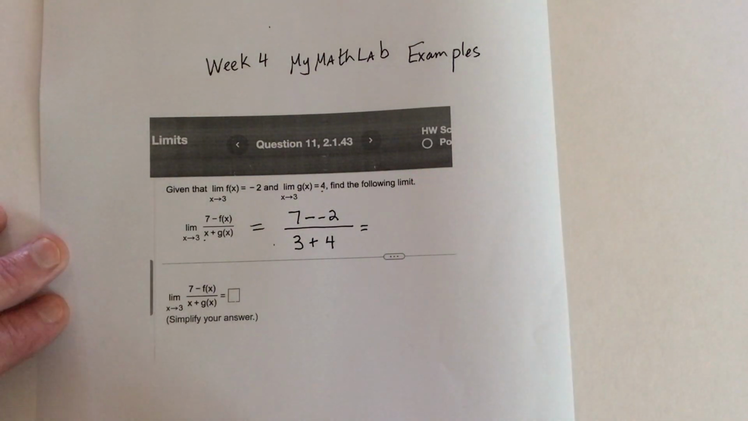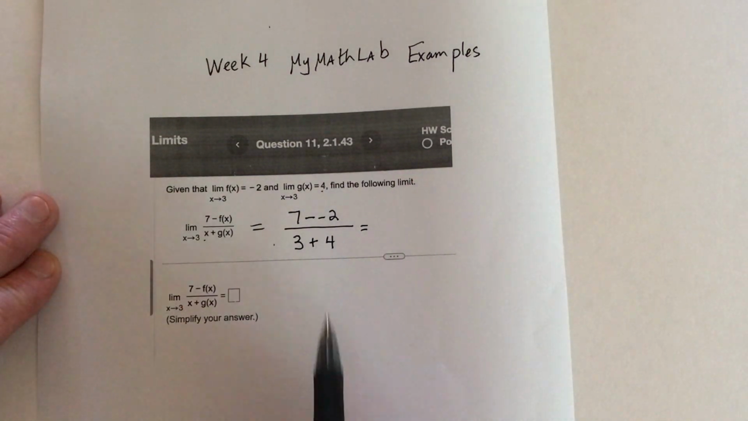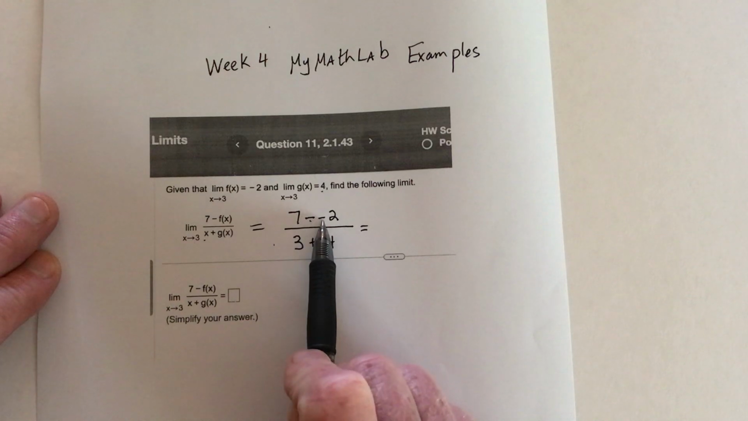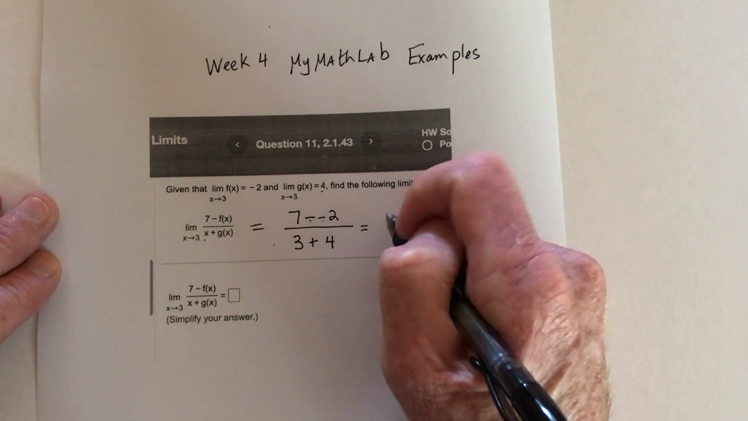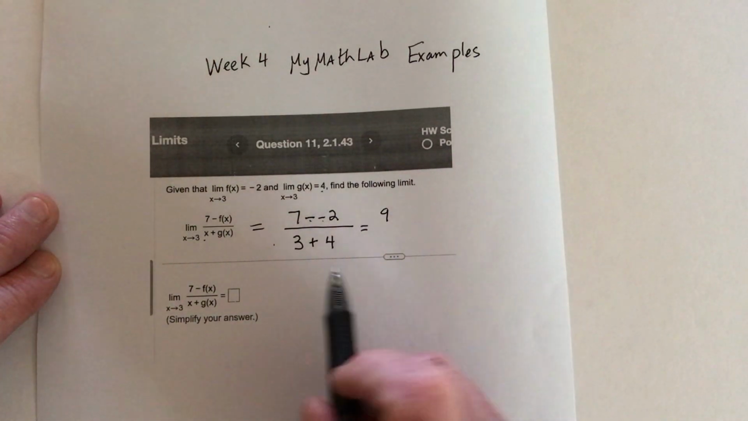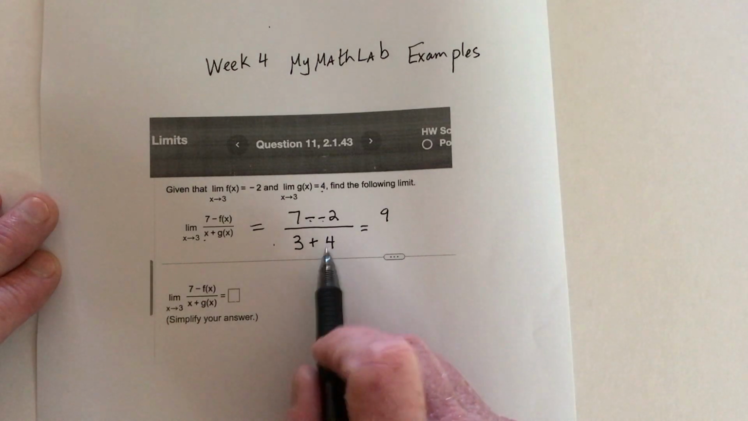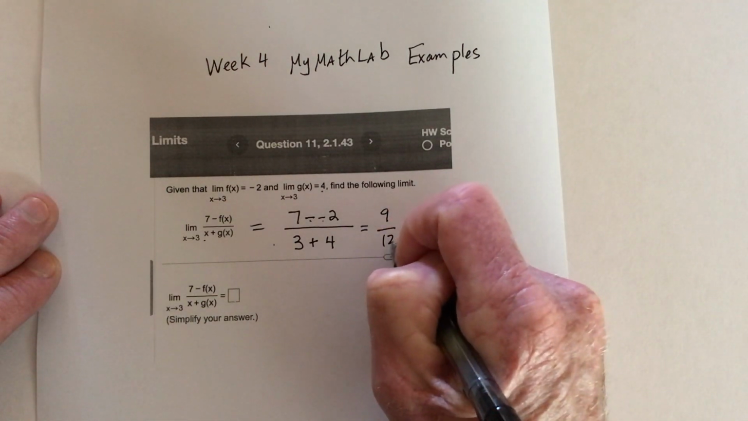So that was the hard part. Now simplify the top. This is going to become plus, so 7 plus 2 is 9. And on the bottom, 3 plus 4 is 12.